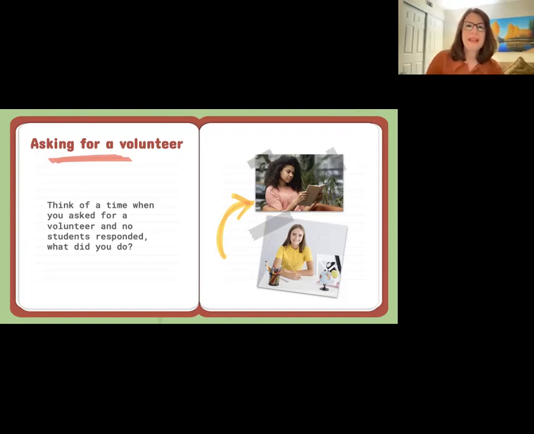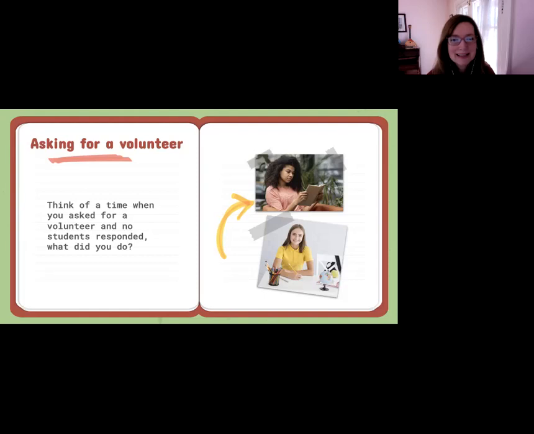And then Melina, you and Jean could share in the chat. John, if you can share a little bit: have you ever taught a class and asked for a volunteer and no students responded? What happened? What did you do? Feel free to type. Obviously, we can read the chat. And while Jean is typing, I can go ahead and share mine.